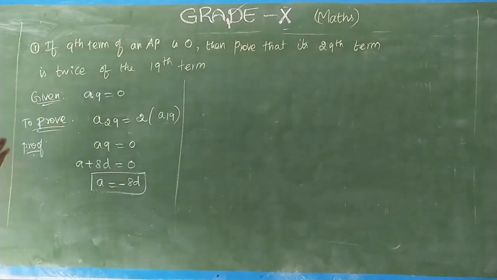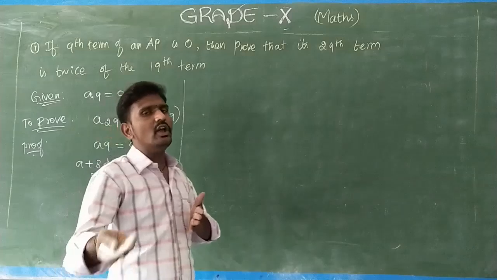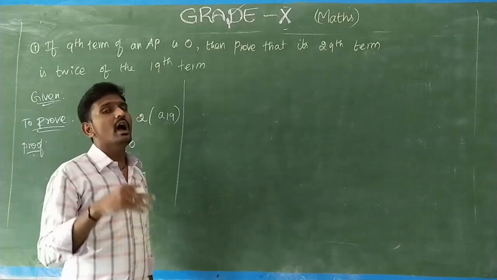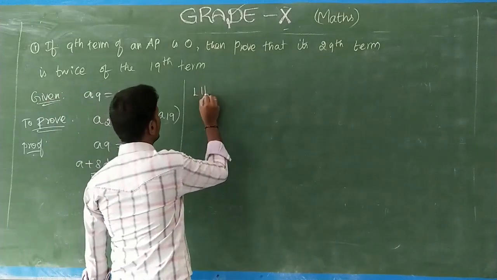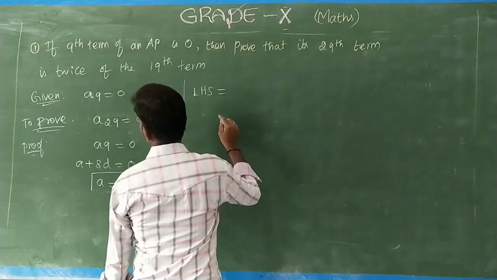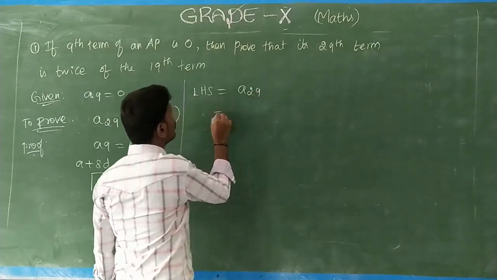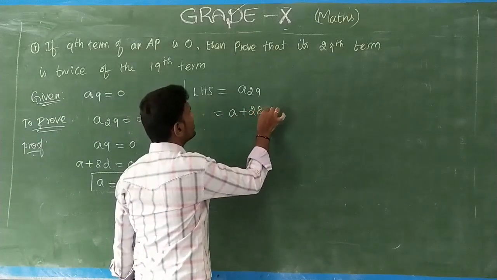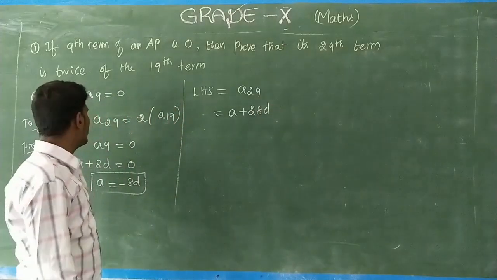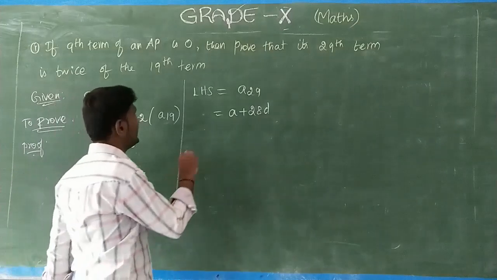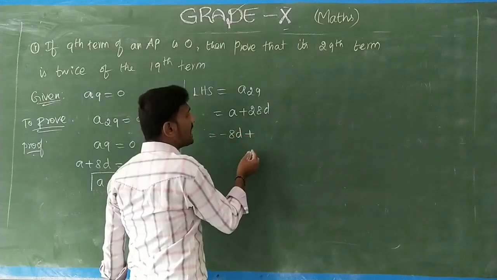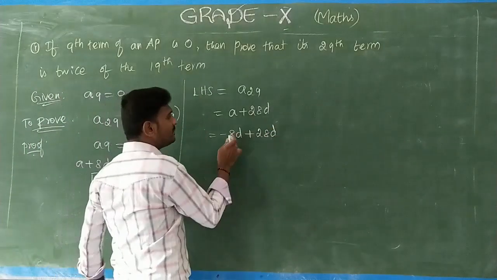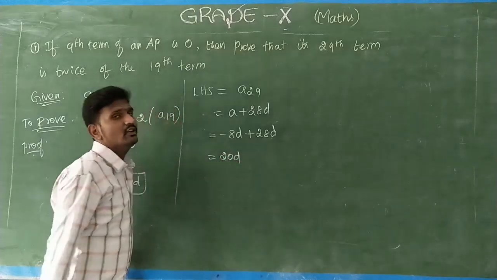Now I am coming to the proof. Take the left side and right side to get the same answer, or otherwise take the left side to prove the right side. On both also same thing. Yes. Okay. But I am taking the left side now, that is a29. So you know very well the 29th term, student: a plus 28d. So for that I have the value of a as minus 8d. Now I am going to substitute this: minus 8d plus 28d. Now simplify this. 28 minus 8 is 20. How many? 20d.